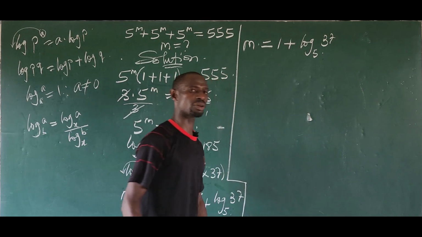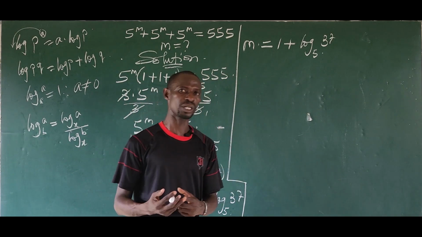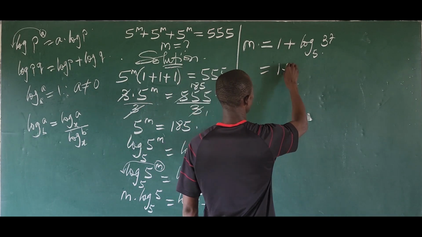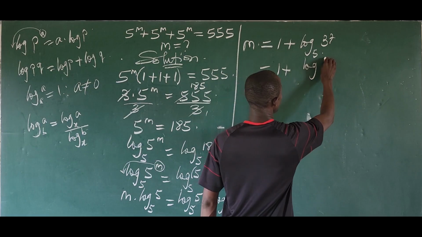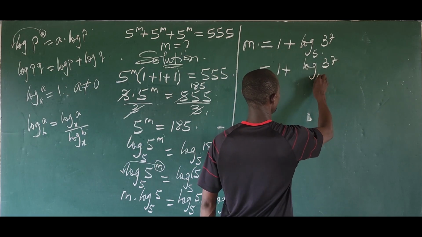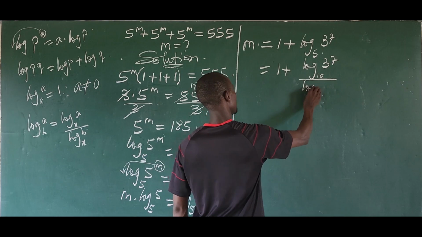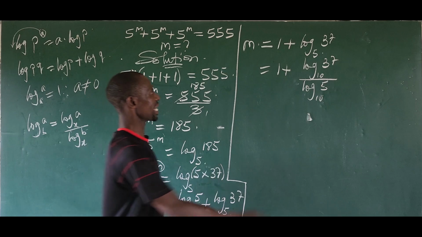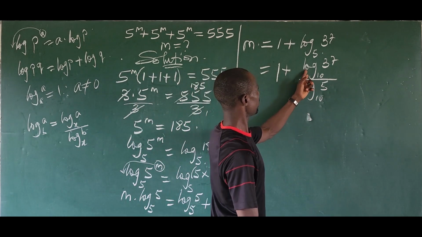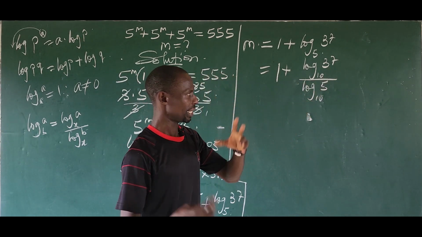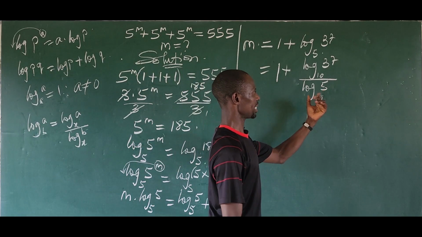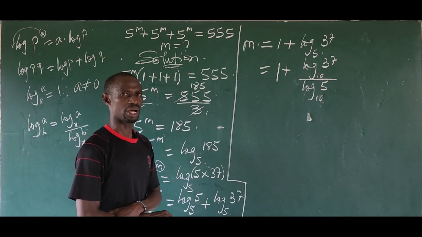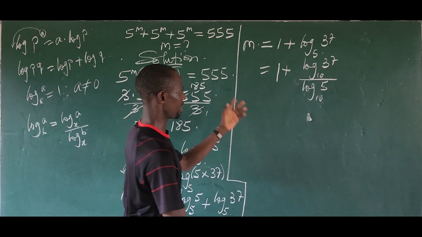So we want to change to our natural base where we can input the figures in our calculator and get our answer straightforward. And so this is going to give us 1 plus log 37 base 10 all over log 5 base 10. Easy. Now we can punch this in our calculator and get a specific figure. Also do that same thing in here and get another figure. Then from there, we can do our manipulation and then get our answer.